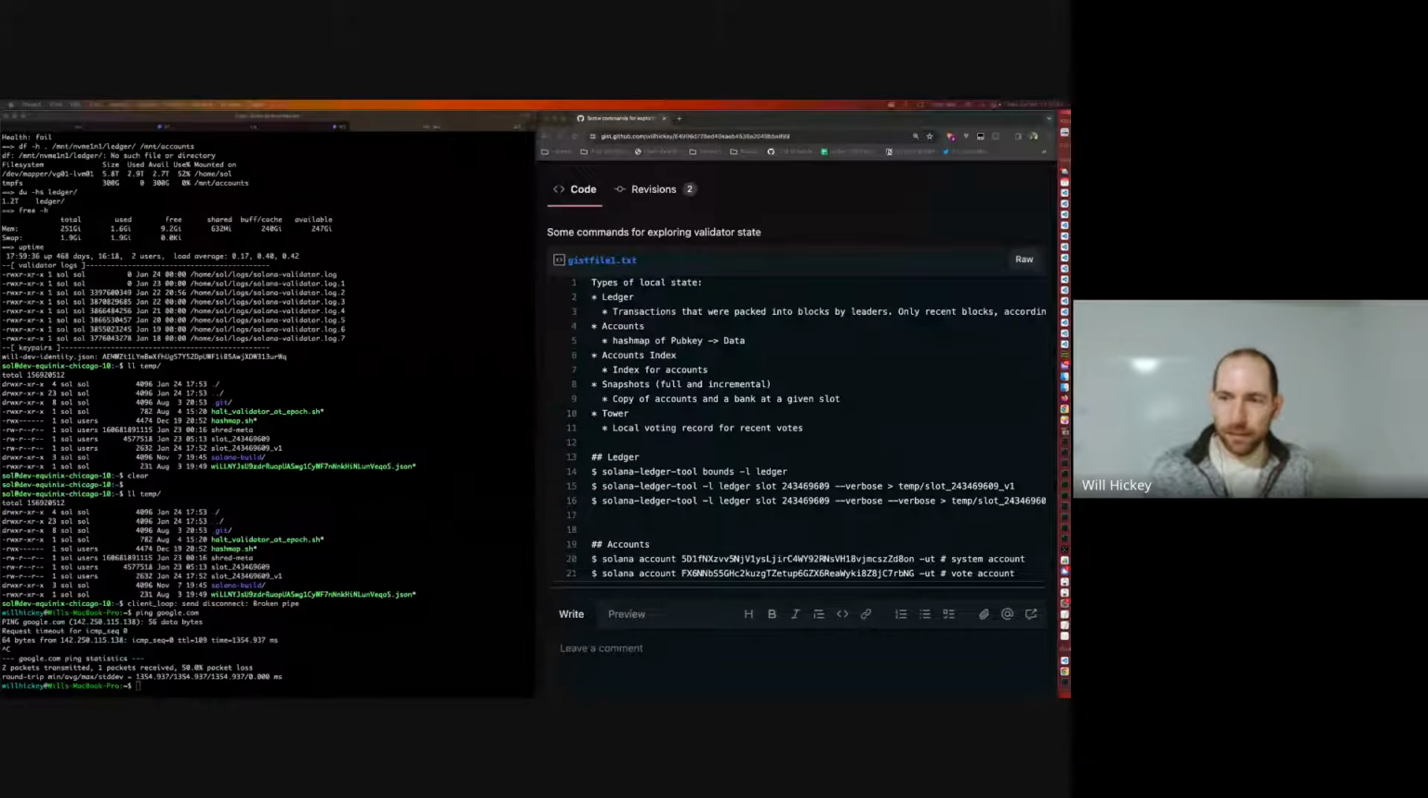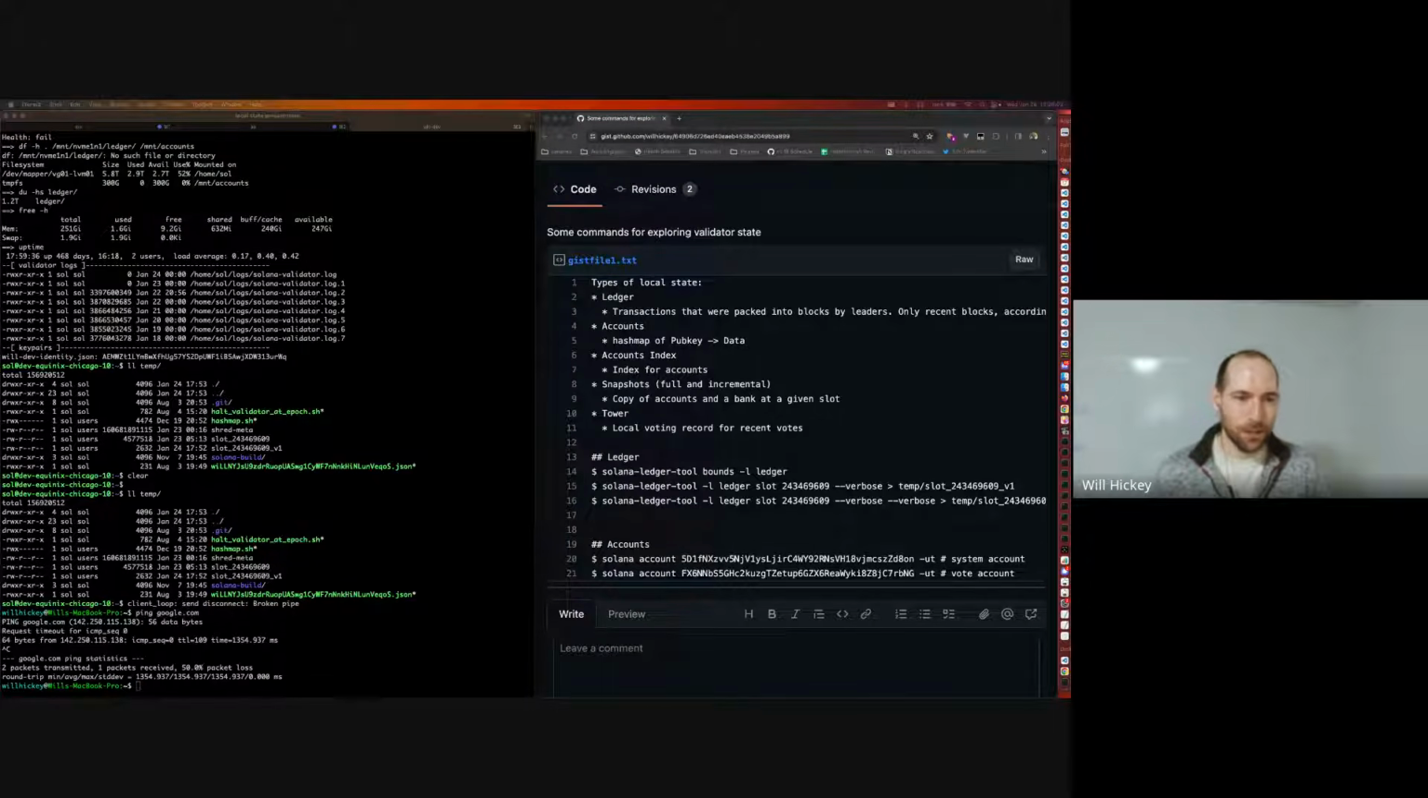Yeah, so hopefully everyone is familiar with snapshots, at least at a general level. Maybe the one piece of relevant information here would be that the incremental snapshots build off of a full snapshot. So you would need a full snapshot or a full snapshot and one incremental snapshot. The incremental snapshot file names have the full snapshot slot number in the file name, so you can relate them back to each other.